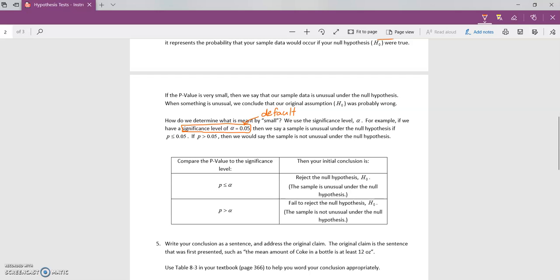If your p-value from your calculator is less than or equal to your significance level, you will reject the null hypothesis. If your p-value from your calculator is greater than your significance level, you fail to reject the null hypothesis. So what the book says is, if p is low, the null must go. They use that to help you remember what you're doing. If p is low, the null must go, meaning we reject the null hypothesis.